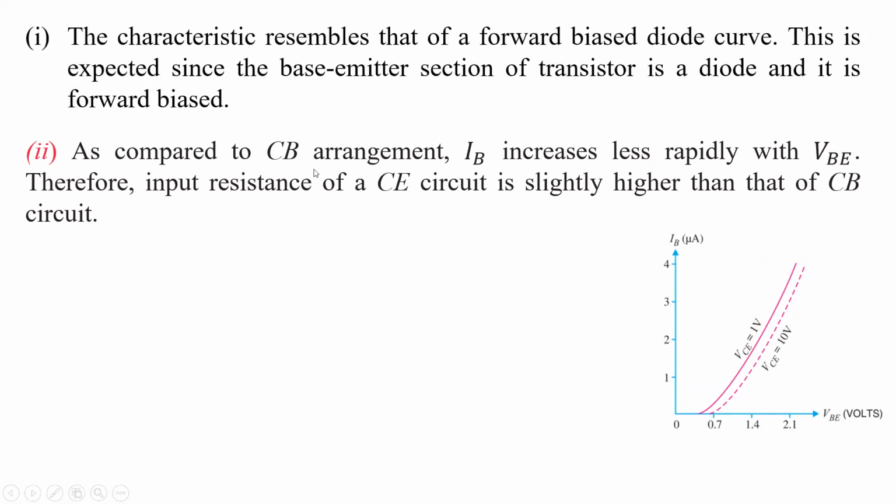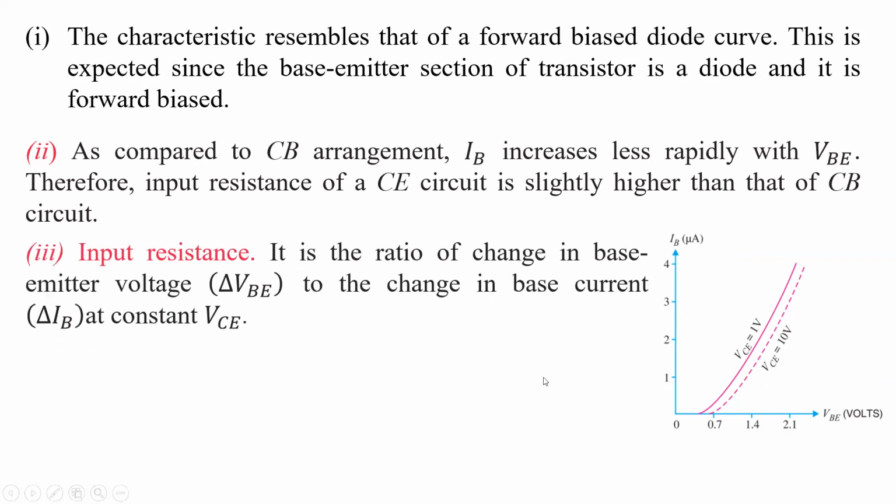Compared to the common base arrangement, here the base current increases less rapidly with VBE. In common base arrangement, basically the base current increases very sharply, but here there is a regular increase of the base current with increase of VBE. Therefore, the input resistance which can be calculated from the VI characteristic curve is slightly higher compared to the CB mode. But comparatively, it is still very small.